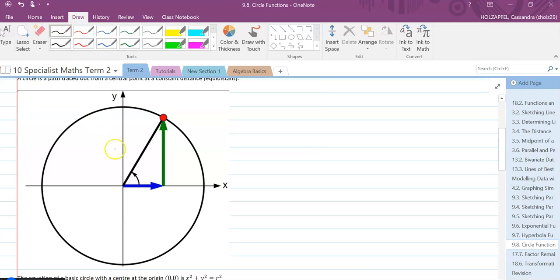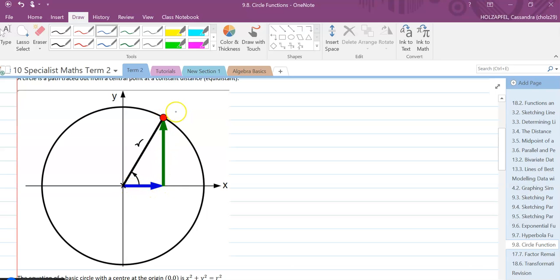Looking at my circle here, I can see the radius of my circle, so this point here from the center to the edge, is equal to this black line along here. So how do I find the length of this radius? Well, since I've got this triangle here, I can use Pythagoras' theorem to help me find this. So what I need is the length of this line along here.